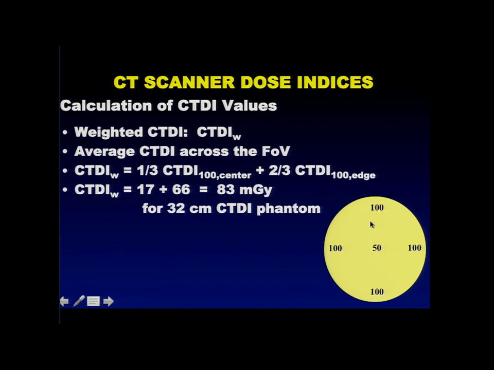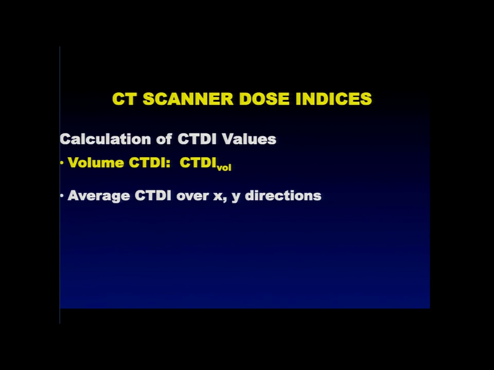Well, 83 milligray really occurs in a ring that's about this depth in the patient. And obviously those rings, as you go to the center, the dose gets smaller. You go to the surface, it gets larger. And basically it's an average dose over the entire cross-section. Well, that's CTDIw. How do we get to CTDI vol?